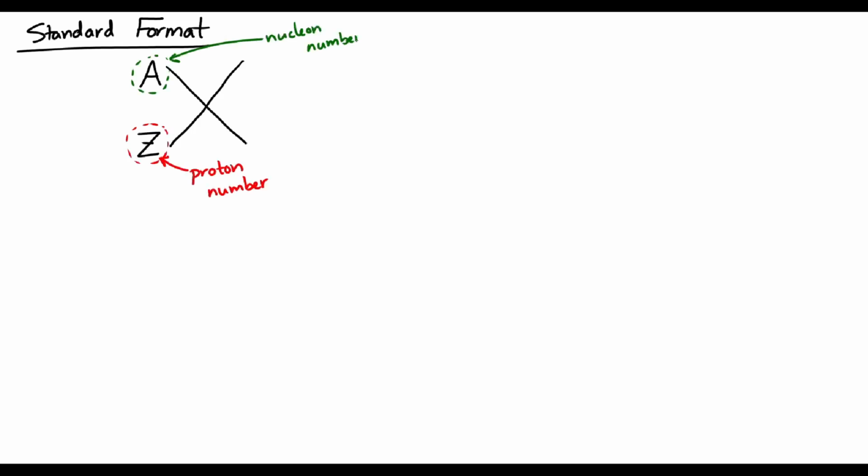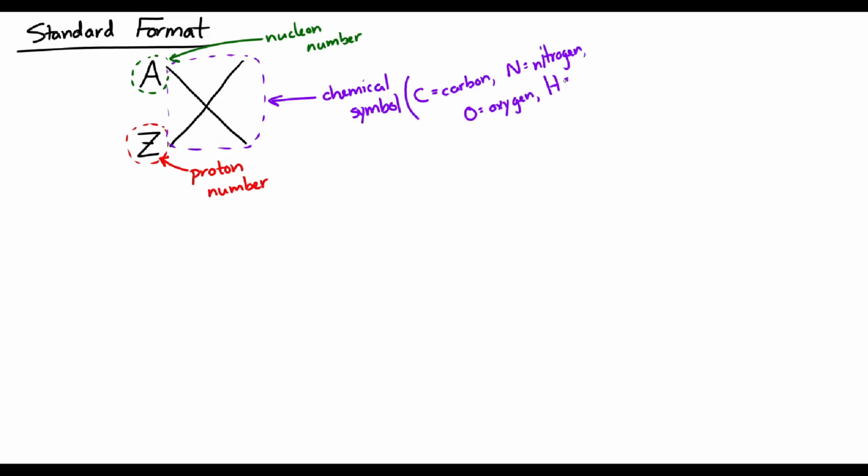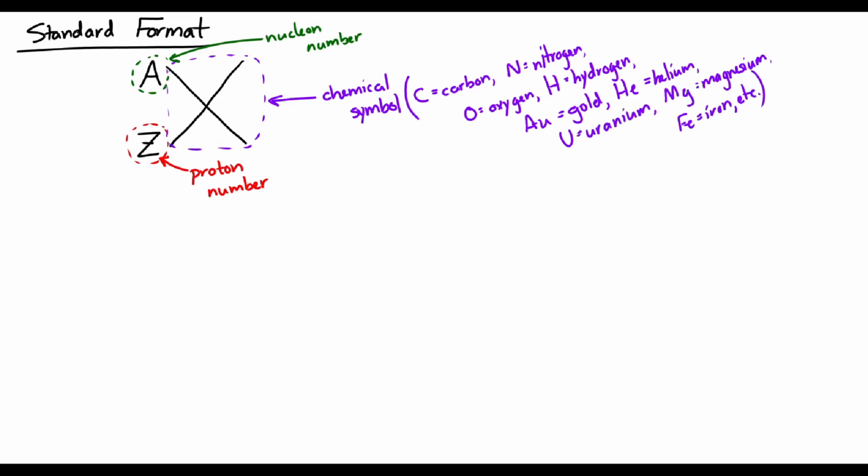Now, the standard way of describing an element is in this method. So if we have A and Z hanging on to a big X. So in this format, what we're saying, Z is the proton number, A is the nucleon number, and X would be the chemical symbol. So the chemical symbol is like C for carbon, N for nitrogen, O for oxygen, H for hydrogen, Au for gold, He for helium, Mg for magnesium, Fe for iron, and so on, just like you see in the periodic table.